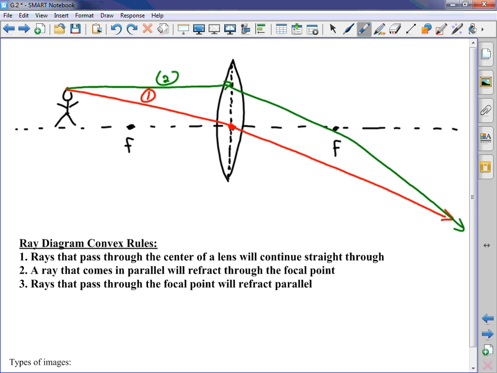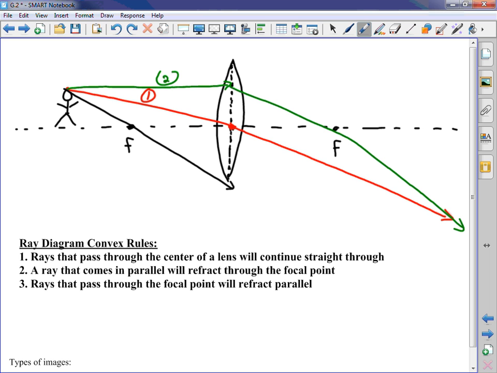Whenever you're doing this, if you're doing this only by itself, which we're not going to be, we're going to be doing math later on, you need to be able to use straight edges to make sure things are really, really good. Anyway, rule number three, a ray that passes through the focal point will refract parallel. So a ray that goes through the focal point.